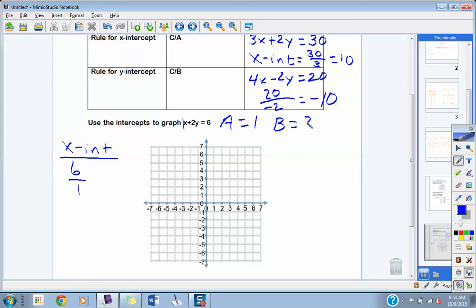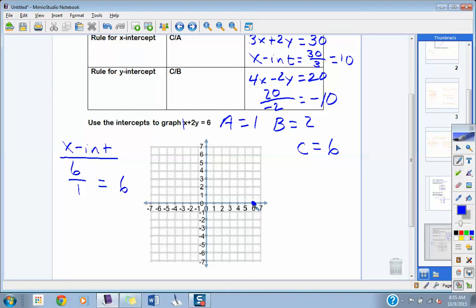B is 2. What's the C value in this? 6. So to find the x-intercept for this graph, I would do C divided by A, which is 6 over 1, and 6 divided by 1 is 6. So what this implies is that my graph is going to cross the x-axis at 6. On the x-axis, come over here and plot 6.